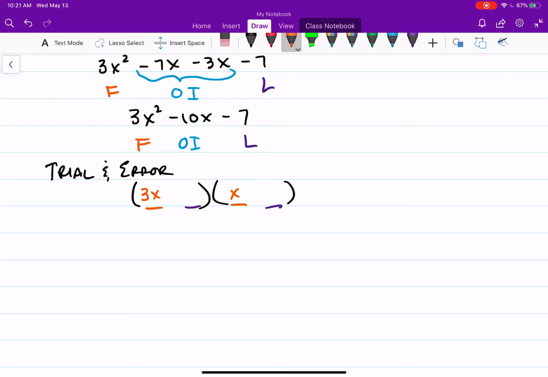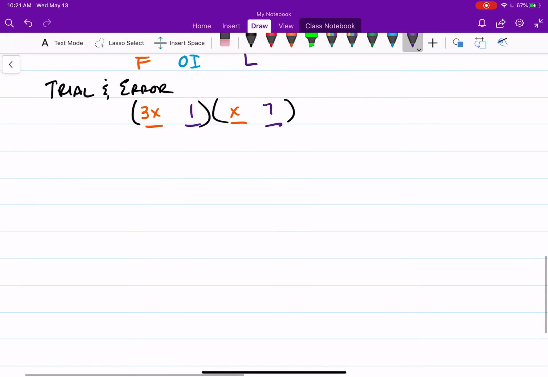What times what gives you a negative 7, or just a 7, let's say, okay? So you know it's a 7 and a 1. The question is, is it a 7 and a 1, or is it a 1 and a 7, okay? So let's take, for example, that I choose 1 and 7.